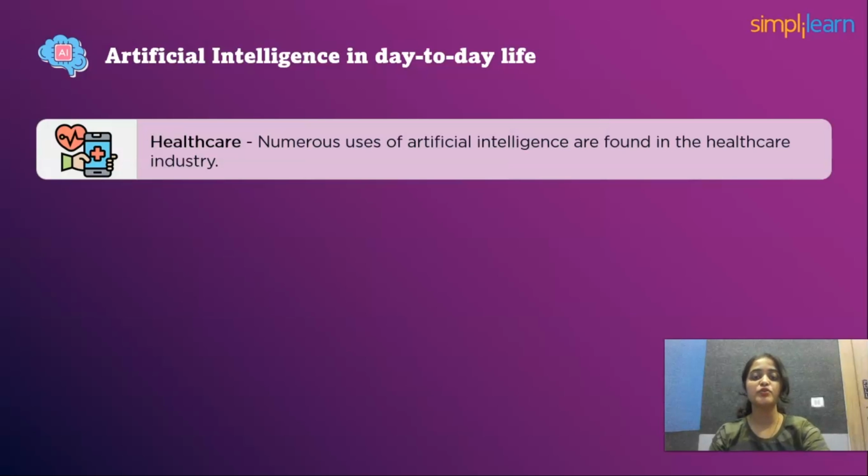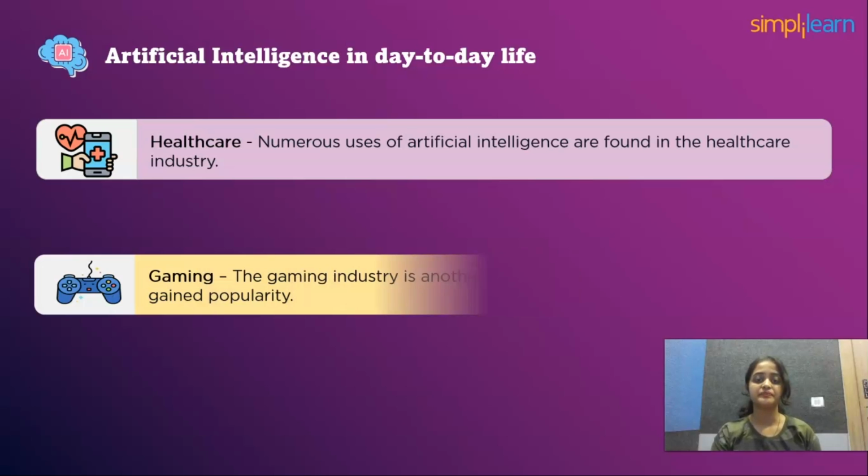Healthcare. Numerous uses of artificial intelligence are found in the healthcare industry. Building advanced devices that can detect diseases and identify cancer cells uses AI applications. To ensure early diagnosis, artificial intelligence can assist in analyzing chronic diseases with lab and other medical data. AI employs a combination of medical knowledge and historical data to find new medications.